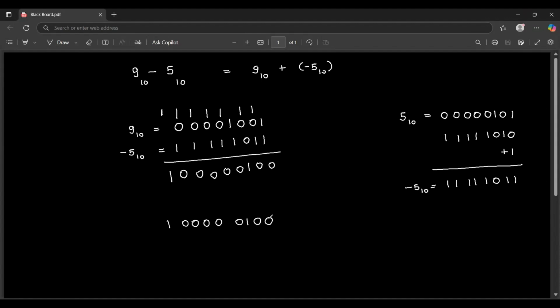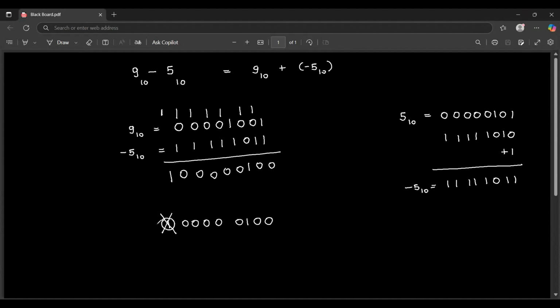What's the problem here? Yes, you did it correctly. This has 9 bits and two's complement form has 8 bits. What are we going to do? What we do is we just forget this excess bit. That's it. You just forget this excess bit. Simple, right? Very simple.